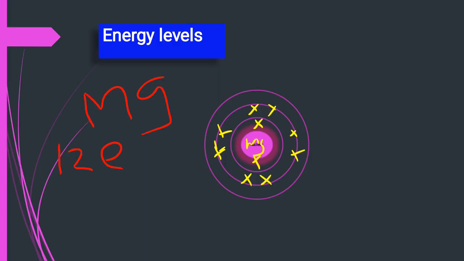But then magnesium has a maximum of how many electrons? 12 electrons. So we have 2 more electrons. And because these 2 electrons cannot fit in the second energy level, now we move on to the third energy level, and then we will have the first electron there and the other one here.